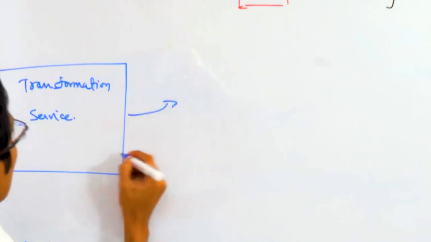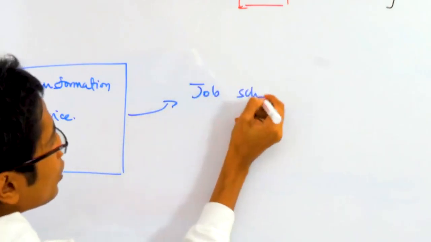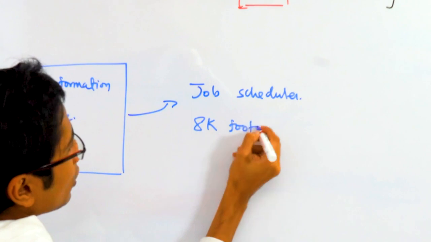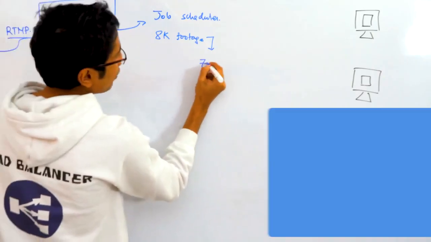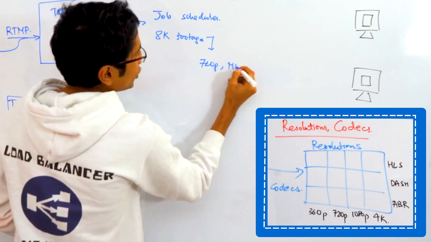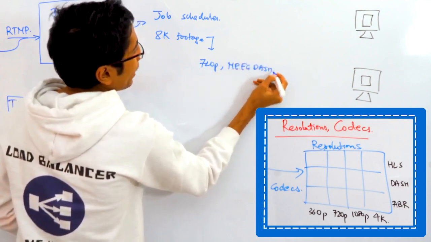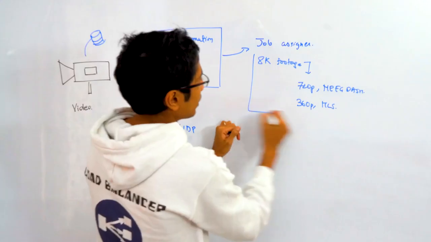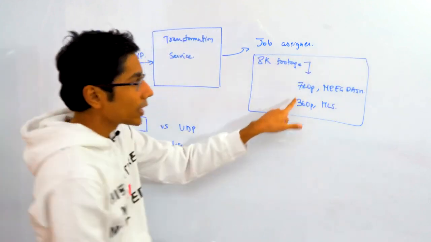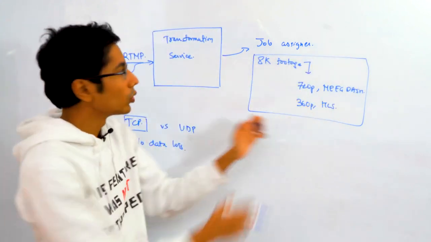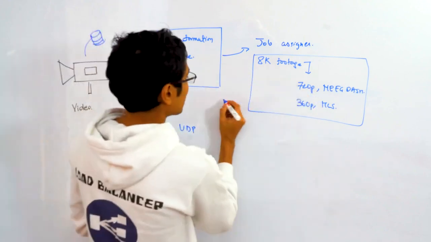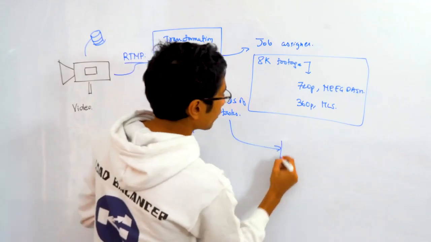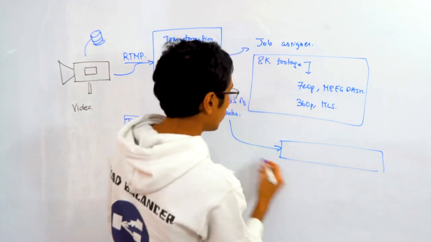So this transformation engine will need something like a job scheduler, which will be taking tasks of taking 8K footage and converting it into 720p video, MPEG dash. You might also have 360p, HLS, and so on. You might have hundreds of tasks like this, depending on how many resolutions and how many codecs you want to convert this video into. So that's like hundreds of tasks are going to be given to a bunch of workers.